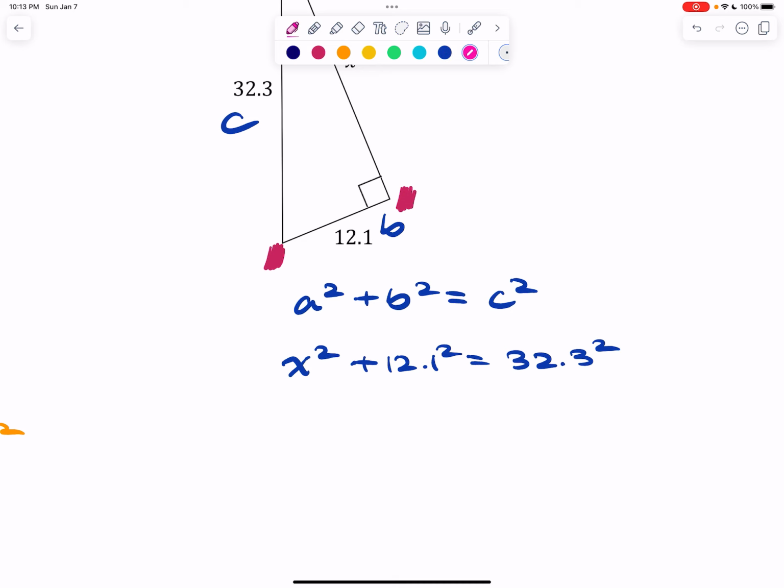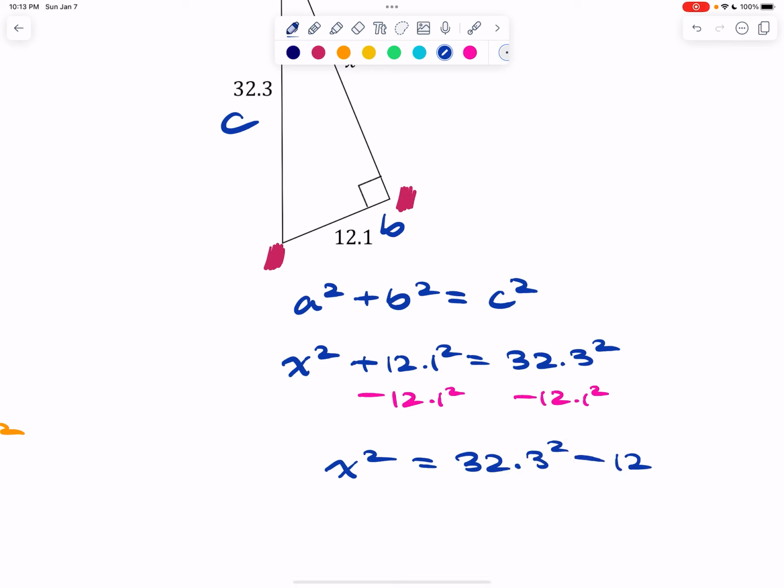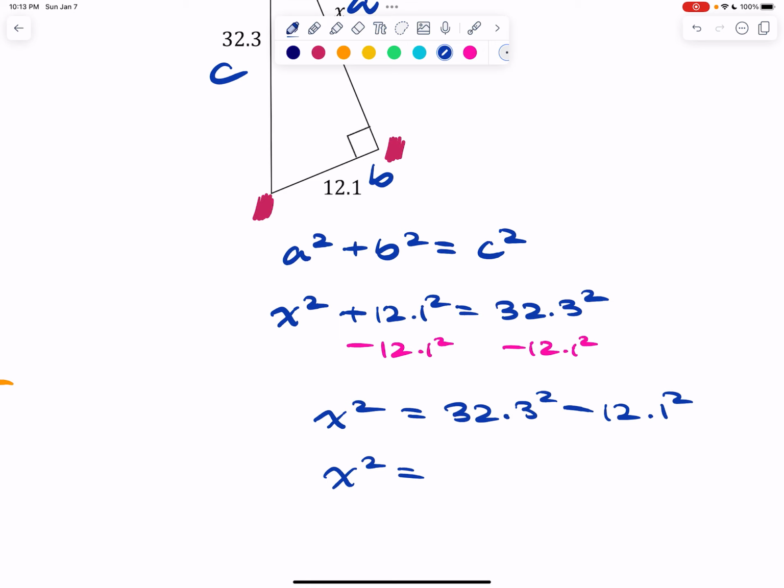I'm going to take away this 12.1 squared from both sides. And on the left, that leaves me with X squared. On the right, I'm just keeping that exactly as it is. And I'll let the calculator do the processing for me. So I'm going to find 32.3 squared and subtract 12.1 squared.